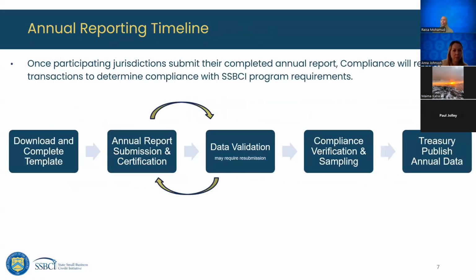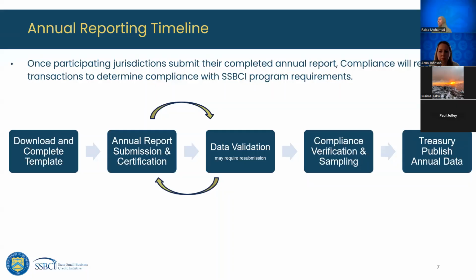All right, so now we have the timeline of how the annual reporting process is going to go. So the jurisdiction downloads the template and completes it. Once it's downloaded and completed, you're going to return to the portal and submit and certify in sections 3 and 4. Then the completed annual report template is going to go through our data validation. For that data validation, we're going to just make sure that the data submitted aligns with the allowable data types and option sets that we have. And if there are any errors resulting from the data validation process, they will need to be corrected prior to the final acceptance of your annual report.